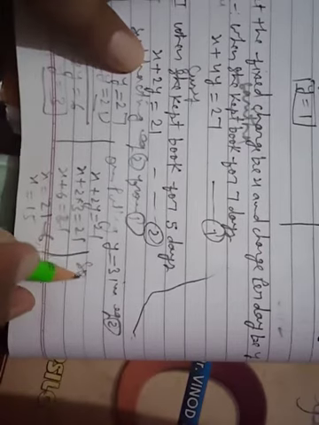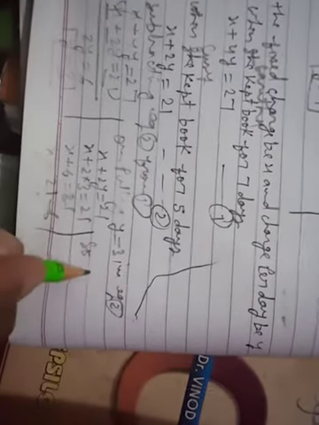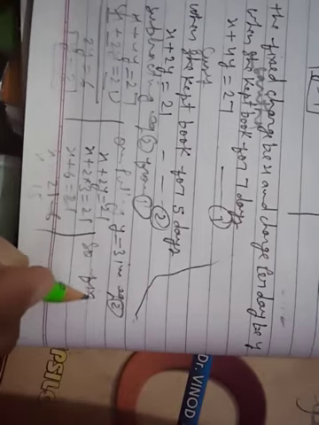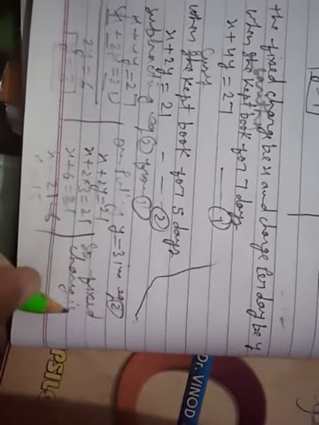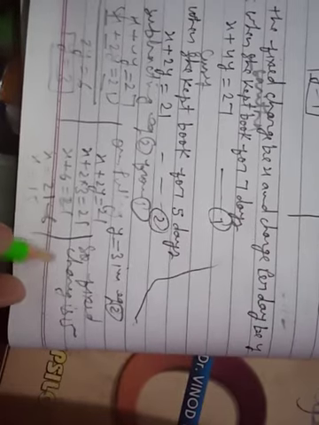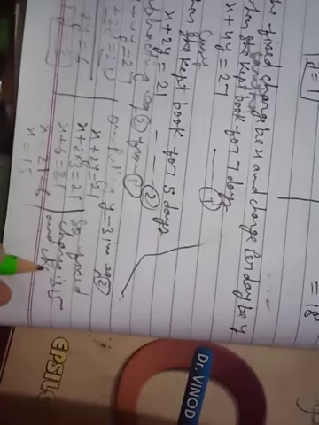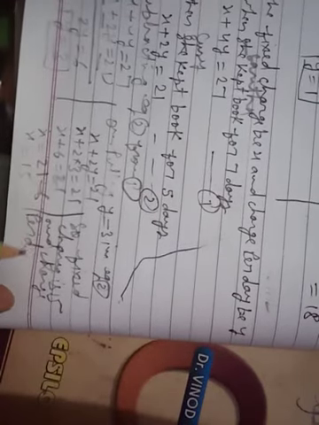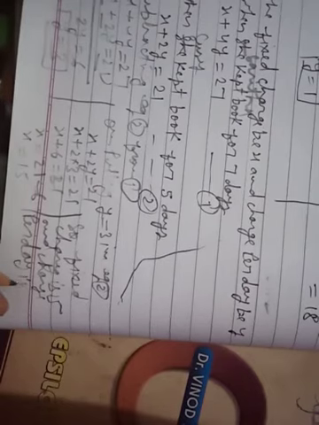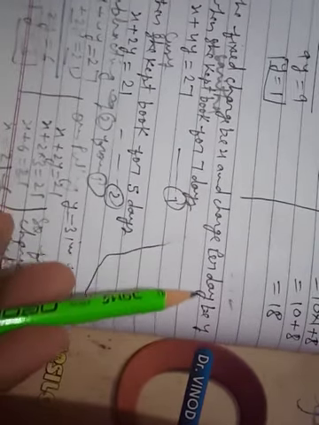So the fixed charge is 15 rupees, and the charge per day is 3, because we let the charge per day be y and the value of y is 3.